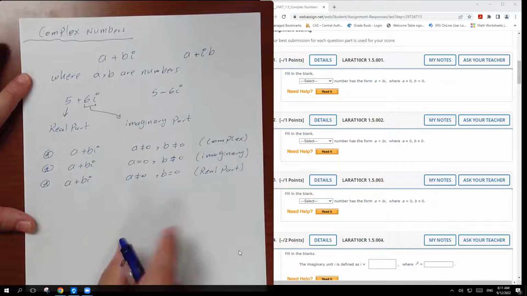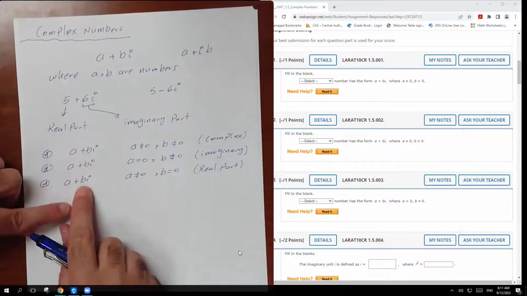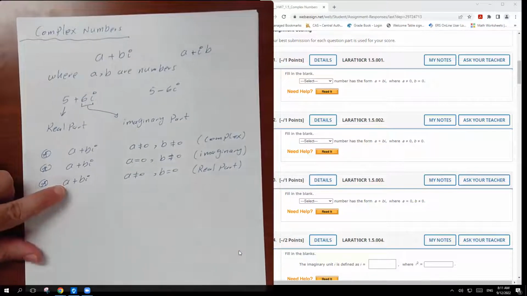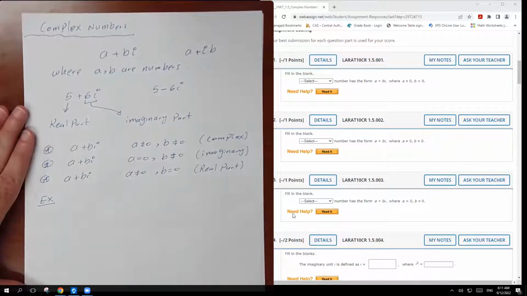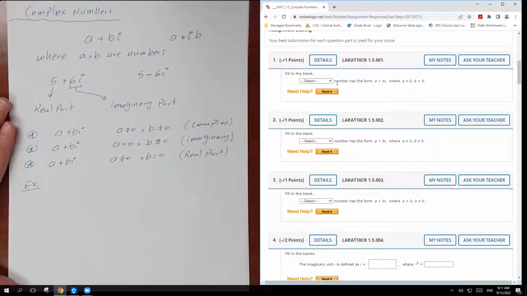If A equals 0, the real part equals 0, and this is the pure imaginary number. If B equals 0, we just have the real part. That's what they're going to ask you on the first few questions on Grouptime, where you select these numbers. They ask: a number has the form A plus Bi, A not equal to 0 but B equals 0. That means the whole Bi part is 0, so we just have the real part.